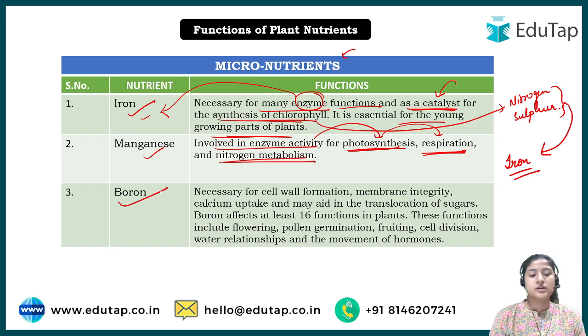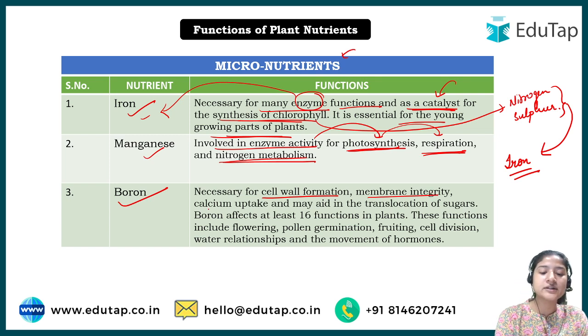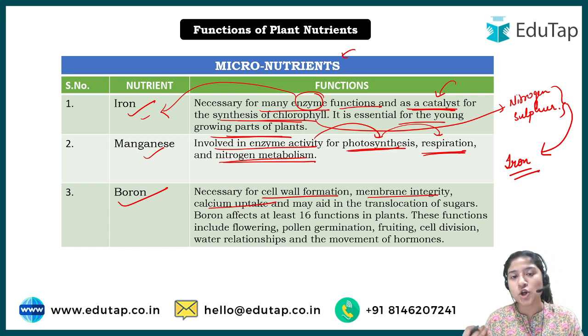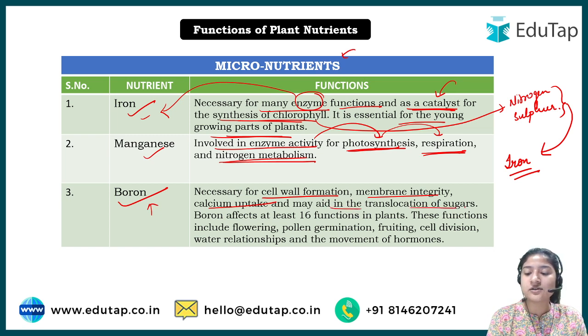Next is boron. Boron is necessary for cell wall formation. Membrane integrity means all the membranes are intact together. To uptake calcium, boron is important. If boron were not there, the plant would not be able to take in calcium. So calcium, a macronutrient, macro because it is needed in larger quantity, but it is boron which helps to take it in. Then it may aid in the translocation of sugars.